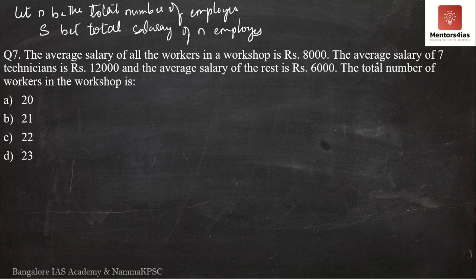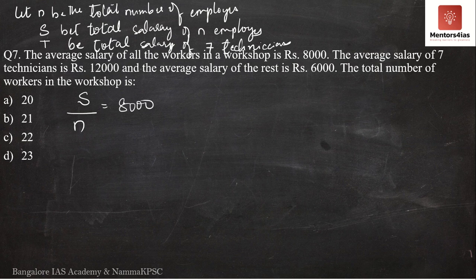Also, we have the average salary of technicians. So I'm going to say, let T be the total salary of the 7 technicians. So these are the annotations that I'm going to assume for this particular question. Now, the question says the average salary of all the workers in a workshop is rupees 8,000. What does this mean? The total salary S divided by the total number of employees N gives the average salary of all the workers, which is rupees 8,000.